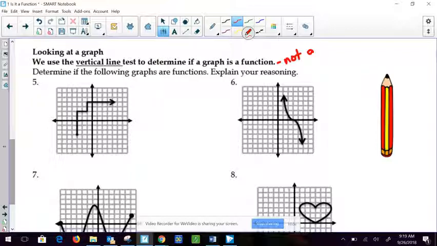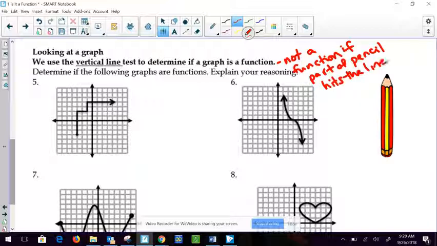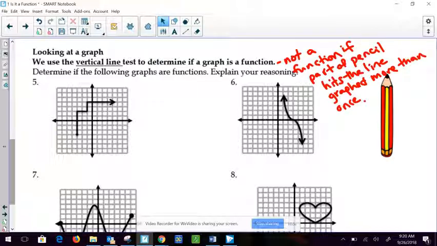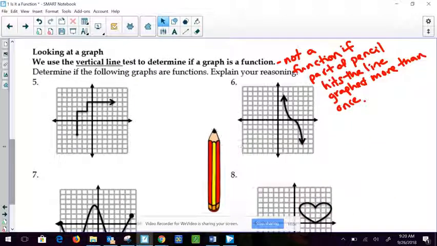Not a function if part of your pencil hits your graph twice. Hits the line graphed, we'll just say more than once. More than once. So I'm going to take my pencil over here and I'm going to see if number 5 is a function. So I take my pencil, and you would do this on your paper as well.